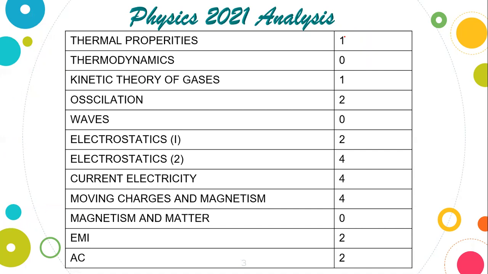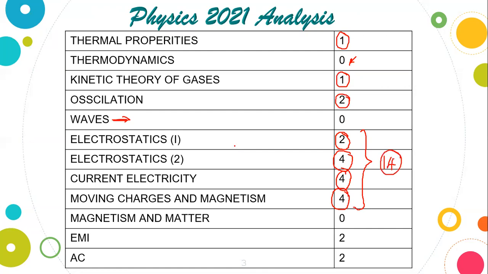So kinetic theory of gases, 1 question. Thermodynamics, 0 questions. Thermal properties of matter, 1 question. Oscillation, 2. The important chapter of waves, 0 questions. Electrostatics: this year, the high weightage chapters were the first 4 chapters of your class 12. Look, electric charges and field, 2 questions, electrostatic capacitance and potential, 4 questions. Then current electricity, 4 questions. Finally, moving charges and magnetism.